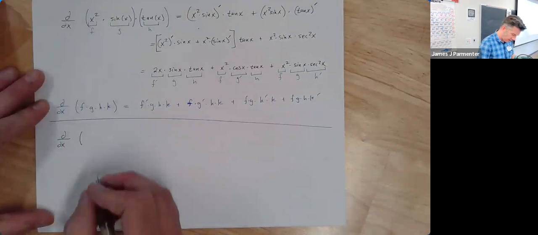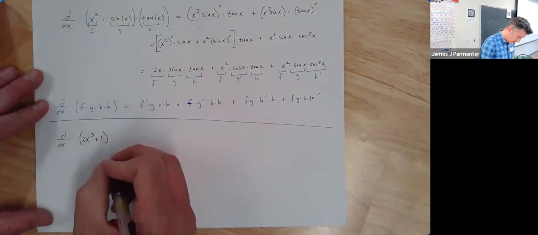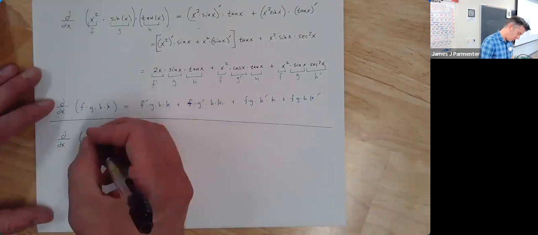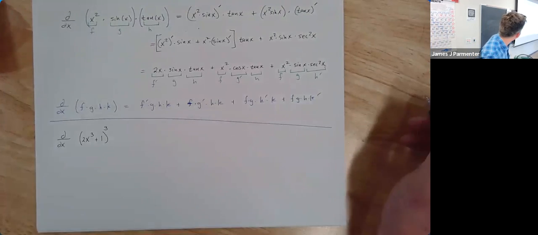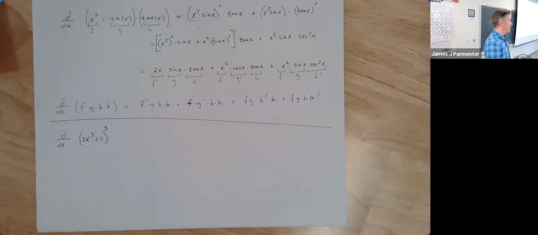Let's say we want to find the derivative of 2x cubed plus 1 cubed, James, really? To the third power. Not taking my choices here. That's fine. So here's how we're going to do this.